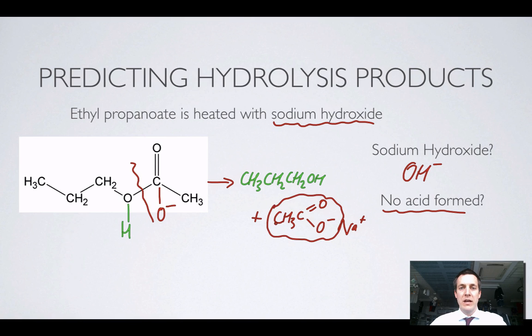And the great thing about that is that the salt of a carboxylic acid won't react with an alcohol to produce an ester. They just can't do it. Okay, so this is a preferred way of hydrolyzing esters because you don't get the reversible reaction happening.